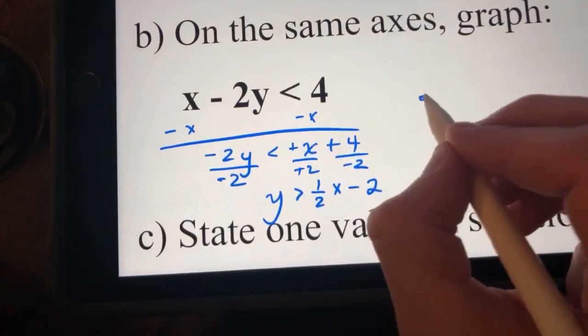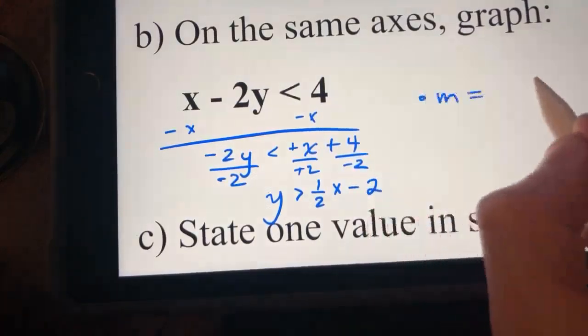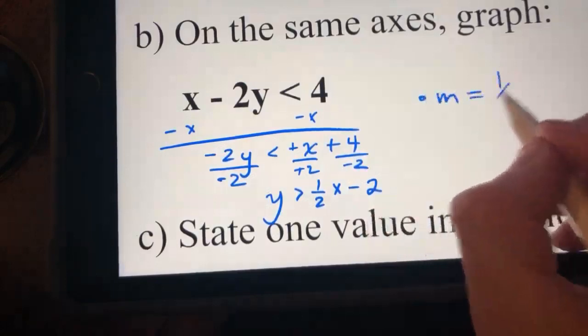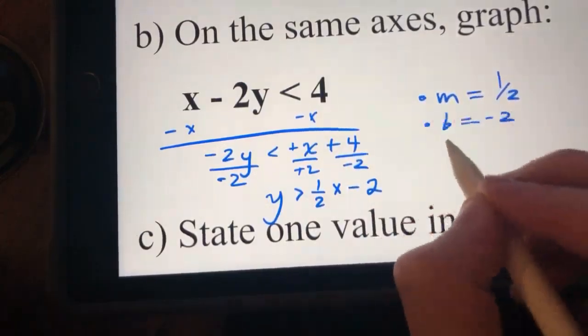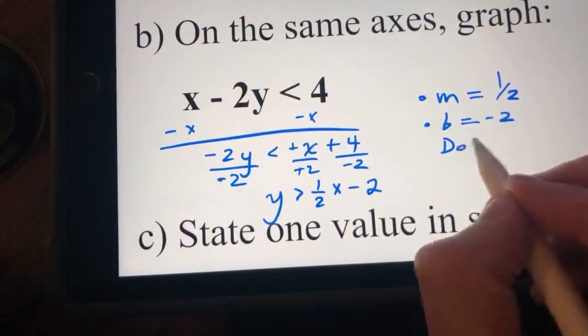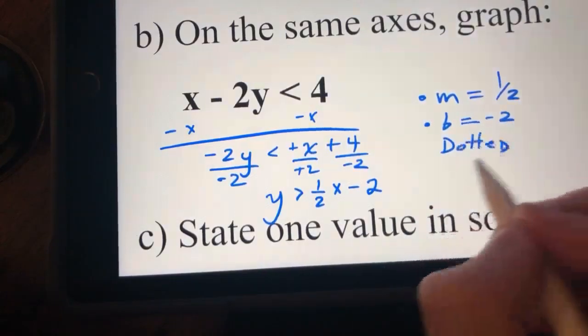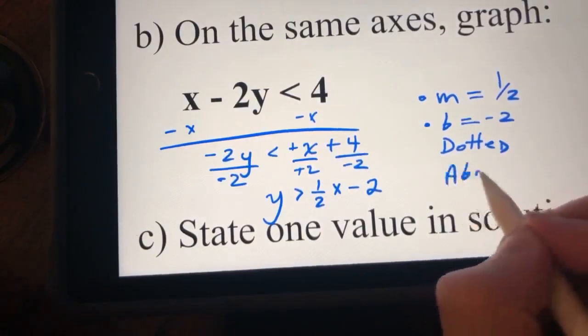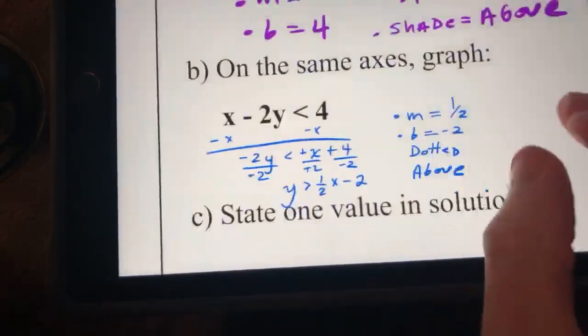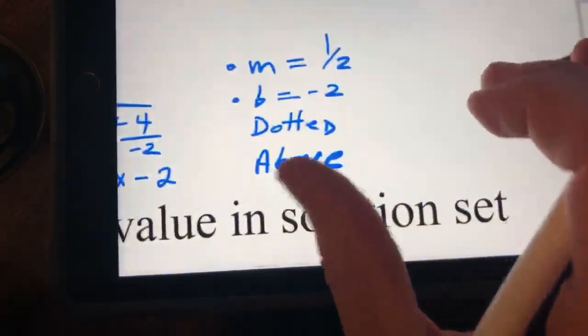Let's write down 4 pieces of useful information. 1/2 is the slope, negative 2 for our y-intercept. This is a dashed or dotted line, we usually say. Remember to use pencil tomorrow, especially for these graphs. That's really annoying if you mess up. And where are we shading? Above. We did flip the sign. If you said below here during class, you forgot to flip.